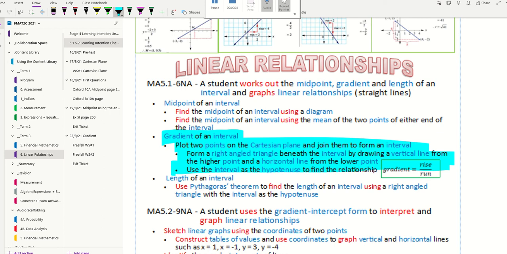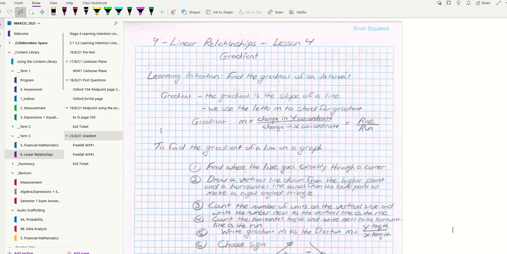But we are going to form the right-angled triangle beneath the interval that we already have by drawing a vertical line from the high point and a horizontal line from the lower point. And then we are going to use the interval to find the relationship: gradient is rise over run, where rise is our change in y value and run is our change in x value. So let's go and have a look at our notes.